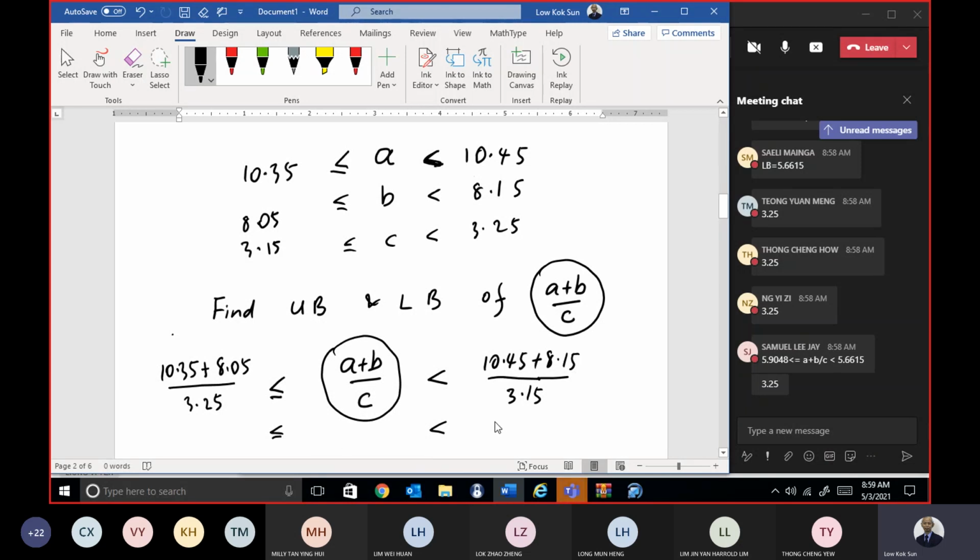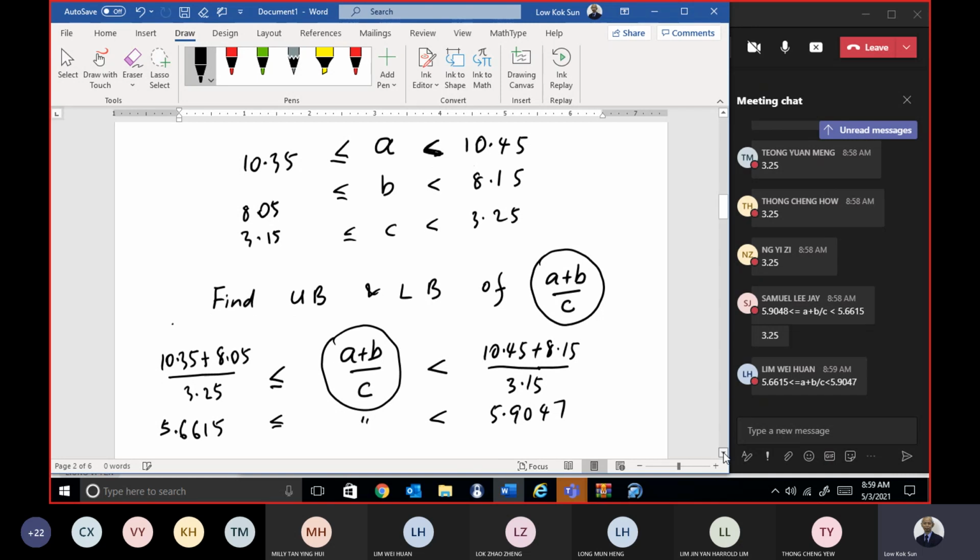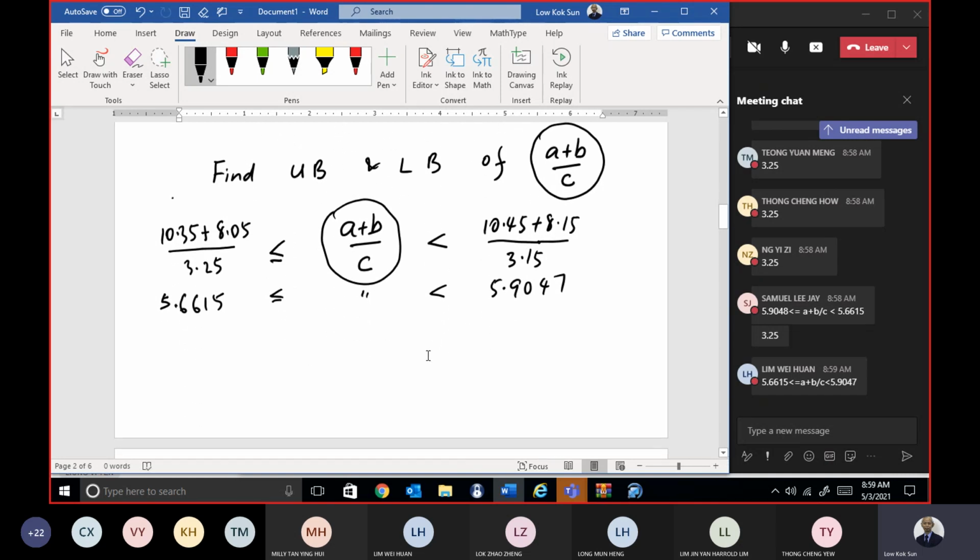So the answer I would copy down. CD has put down the answer. Lim A1 has put down 6615, and the upper one is 59047. All this I will leave it to you to verify, to exercise. The concept is very simple actually. It's about accuracy.